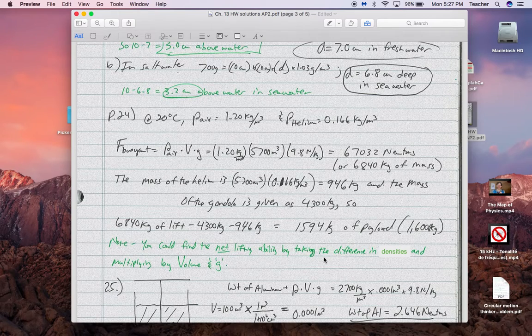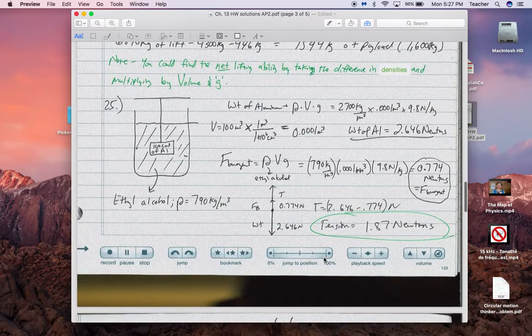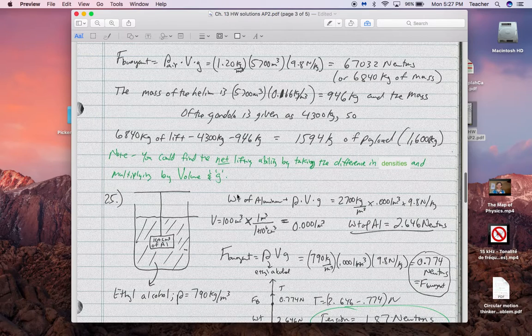Nice try, Forrest. 25 is actually a really good problem. So hopefully you're doing things like this a bit in your density lab. So you've got an aluminum block sitting in ethyl alcohol, so that density is not water. It's asking the tension of the string. So I want to think about a free body diagram. I'm going to find the weight of the aluminum. That's the density of the aluminum times its volume times G.